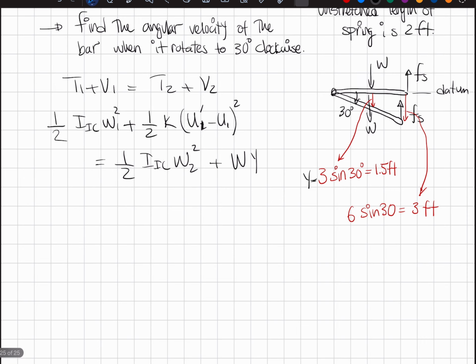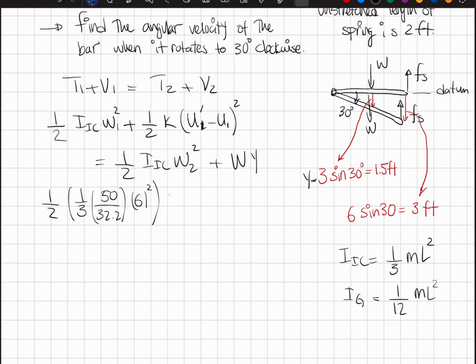Let's put this all together. Here, looking at the left-hand side, we have 1/2. Instantaneous center about the end of a beam is equal to 1/3 mass L squared. That's a very common expression. And if you look at it about point G, the centroid, it is basically 1/12 mL squared. Okay. So putting this in, we have an angular velocity of 2 radians per second squared.